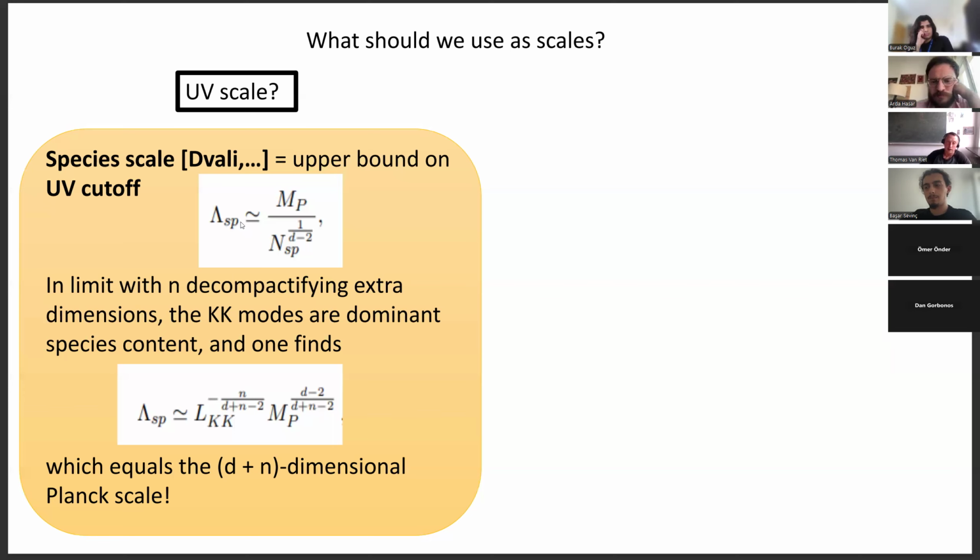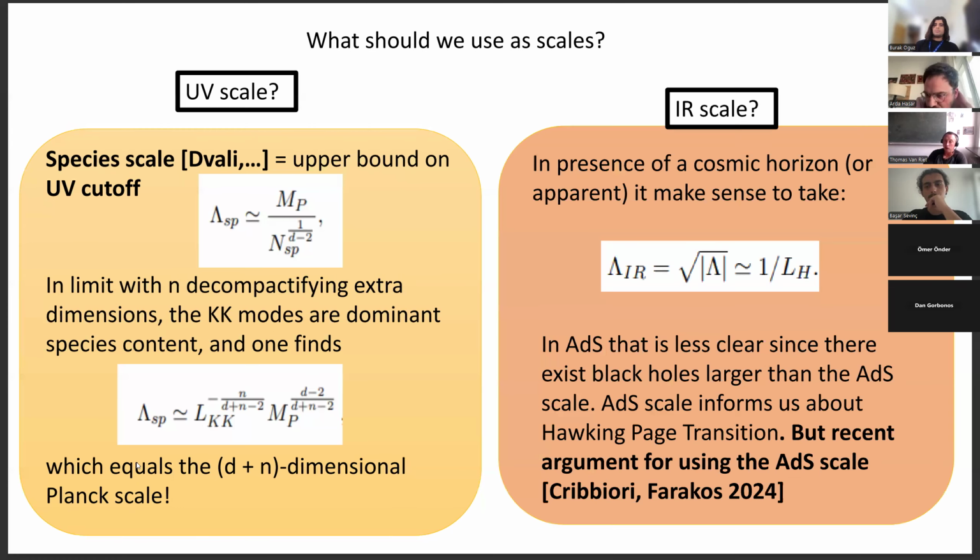To give one example, if you apply this to a string theory scenario with extra dimensions, what are all these extra particle species? Well, these are the Kaluza-Klein modes. And if you just use your formulas of Kaluza-Klein theory, you fill it in, then you find, and this is beautiful, that the species scale is exactly equal to the higher dimensional Planck scale, which is, of course, what it had to be. Because that means that the higher dimensional gravity theory becomes strongly coupled. So the formula of Dvali works beautifully in many circumstances. So let me use that as a UV scale.